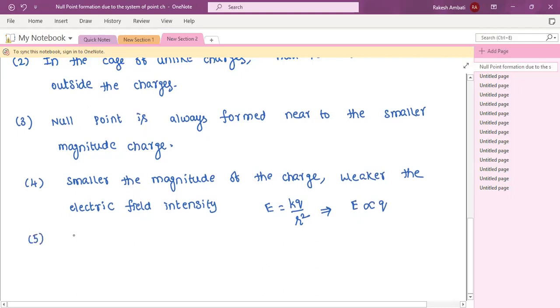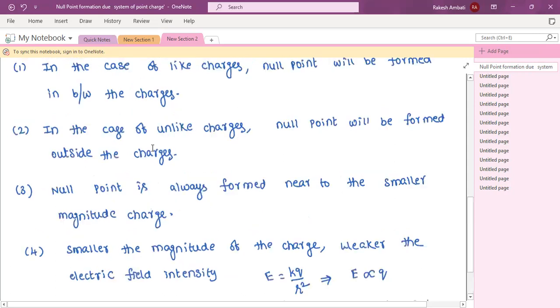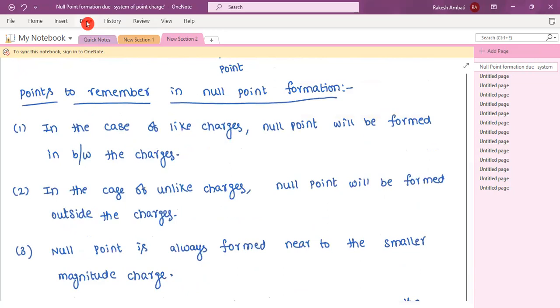In the same way, greater the magnitude of the charge, stronger the electric field intensity. So these are the important points we have to keep in mind whenever we are drawing the intensity distance graph.